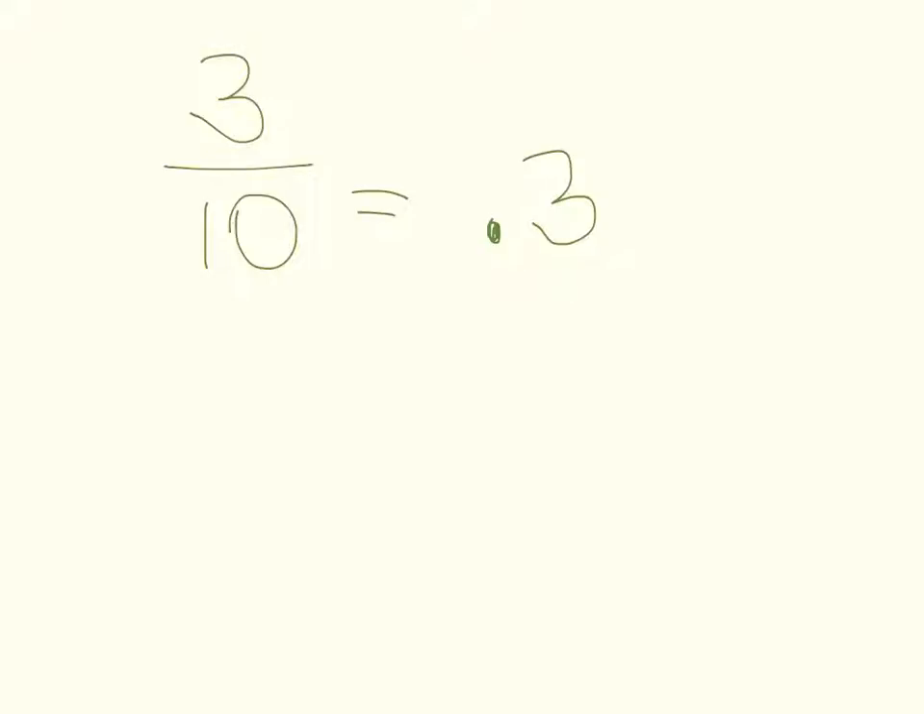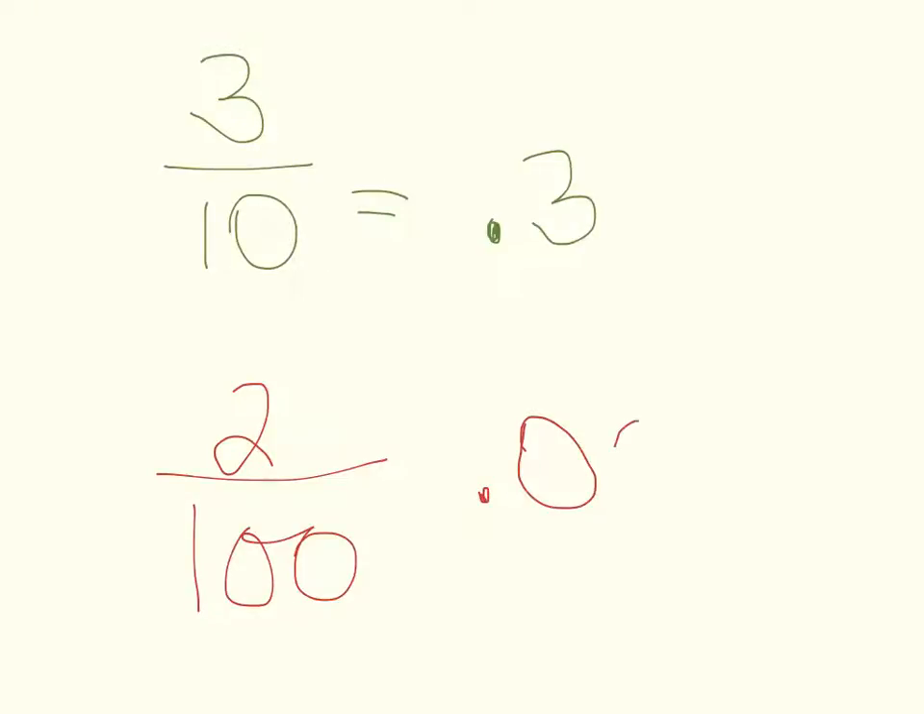If you had an example like 2/100ths, the 2 is in the hundredths spot. So you have to put a 0 for the tenths and a 2 in the hundredths. So you would read this 2 hundredths.